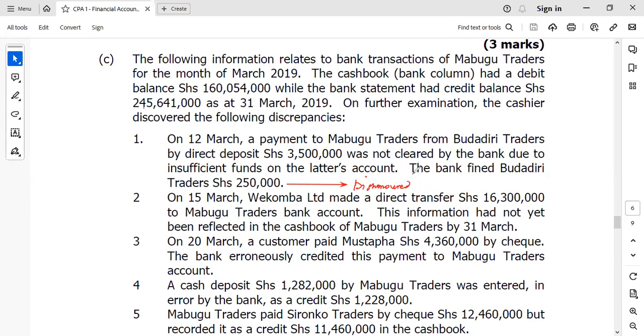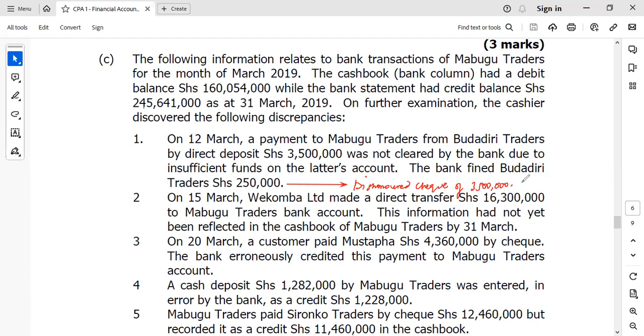Assuming it was a payment, we can say this payment was dishonored. Can we call it a dishonored check? Okay, dishonored checks of 3.5.